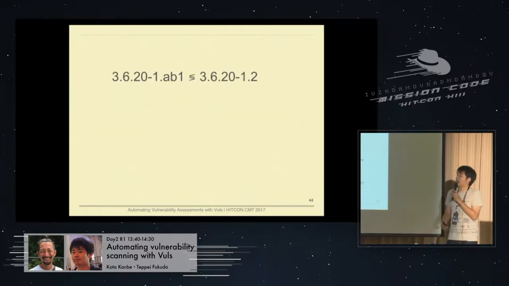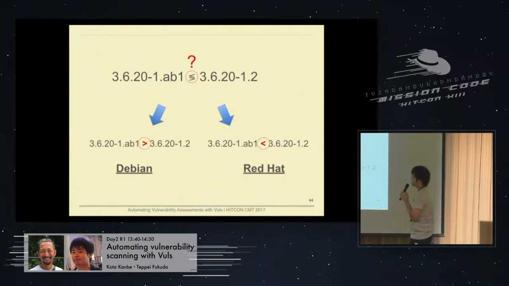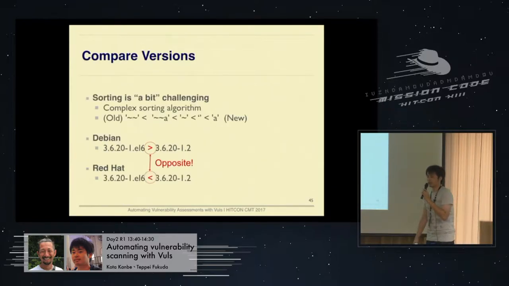How about these two versions? Which one is newer? Well, they both are, sort of. If we are dealing with Debian, the one on the left is newer. But if we are dealing with Red Hat, the one on the right is newer. As you can see, the sorting algorithm can be a bit tricky. But it's what makes Vuls such a convenient and useful tool.